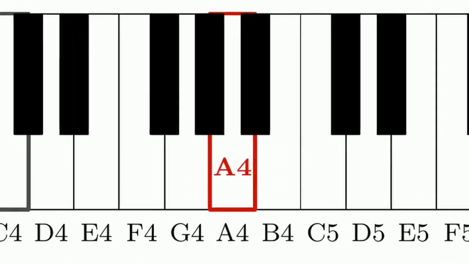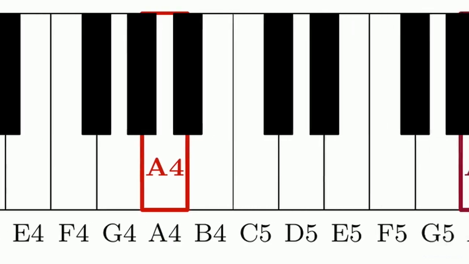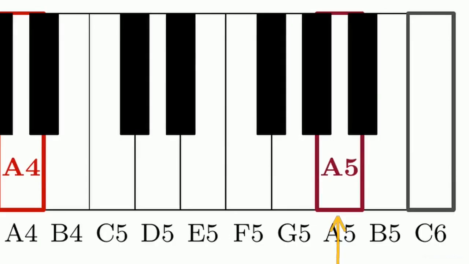Every physical key corresponds to a specific vibration speed. A4 vibrates exactly 440 times per second. By the time we travel up and hit A5, that frequency reaches 880 vibrations per second.